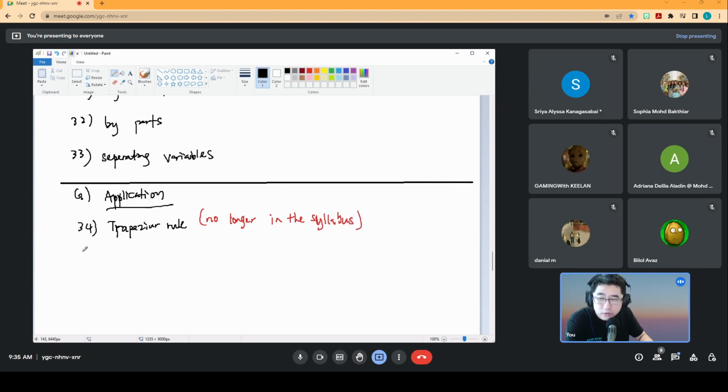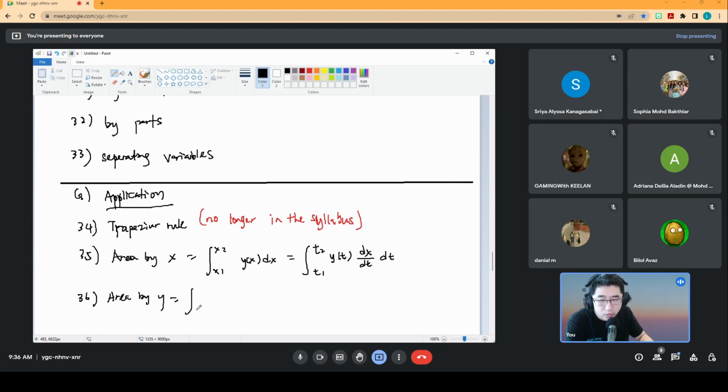Okay, then 35, you have area by x. So we have the integral from x1 to x2 of y in terms of x dx. This one you are very familiar with, okay? But you also can have a parametric equation form: y in terms of t, dx/dt dt. Okay, 36, you have area by y.